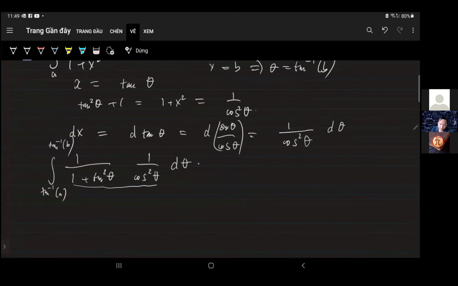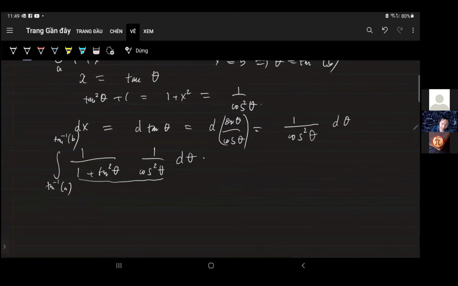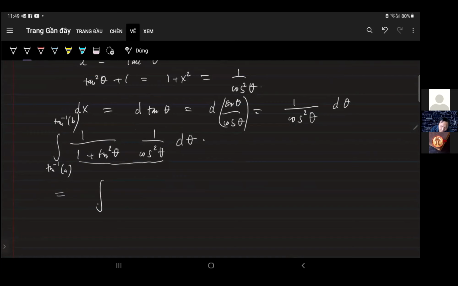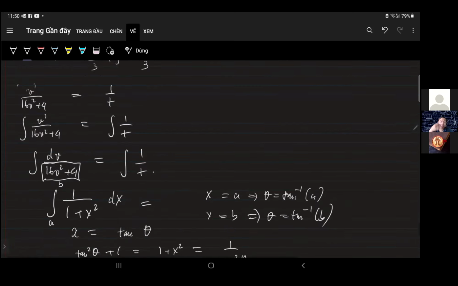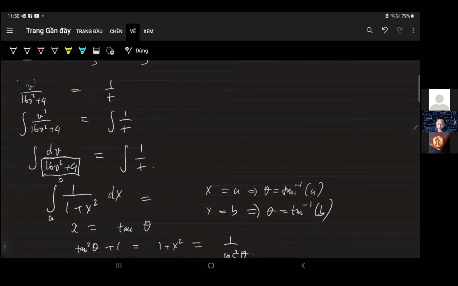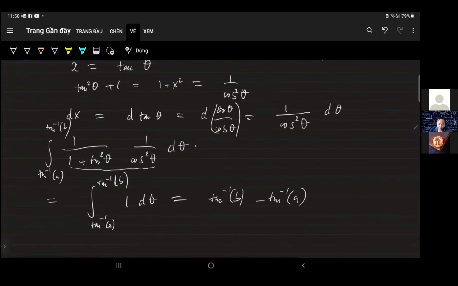And this one just vanished. It just becomes 1, right? So it becomes the integral from inverse tangent of a to inverse tangent of b of 1 d theta. So it becomes inverse tangent of b minus inverse tangent of a. If you have the bounds, then you just plug in these numbers a and b. If you don't have the bounds, you just delete them.